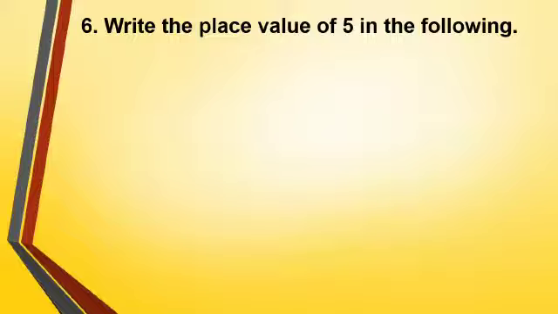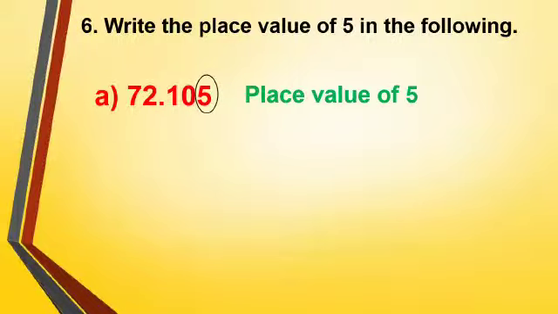Sixth question is: write the place value of 5 in the following. The first given number is 72.105. Here the 5 is at thousands place. So the place value of 5 is equal to 5 by 1000.